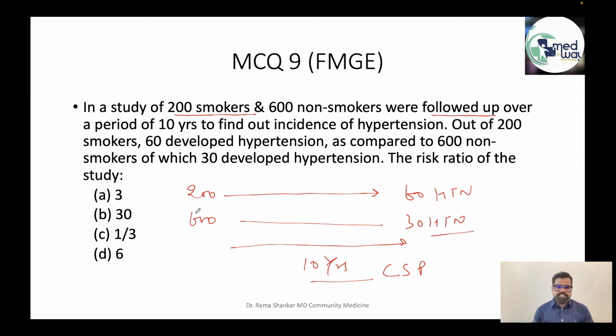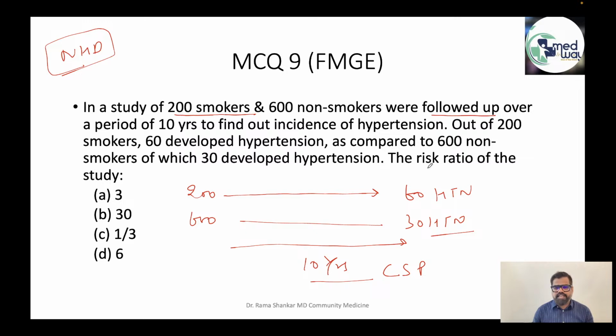Now here also you understand, what is this 60? This 60 is incidence in the exposed group. And what is 30? 30 is incidence in the non-exposed group, which is 600 non-smokers. So in a cohort study, incidence develops, and a cohort study also helps us to understand the natural history of disease. This is also asked in MCQ questions, right?